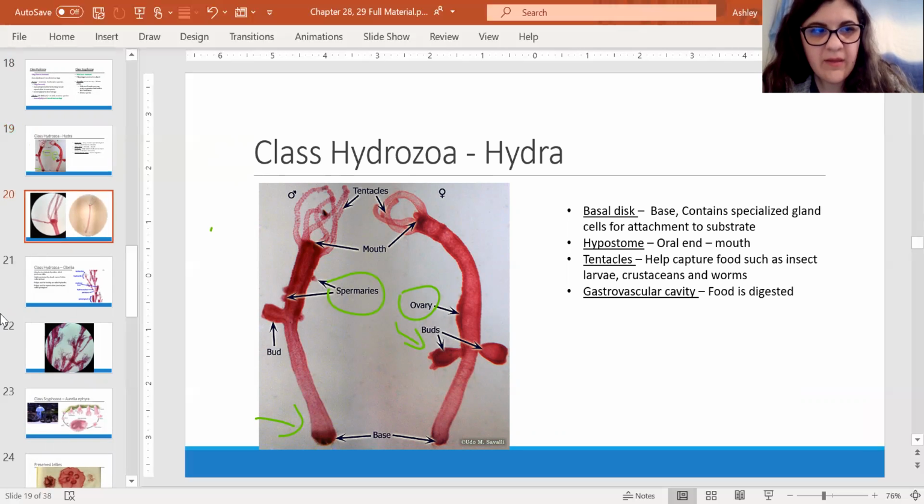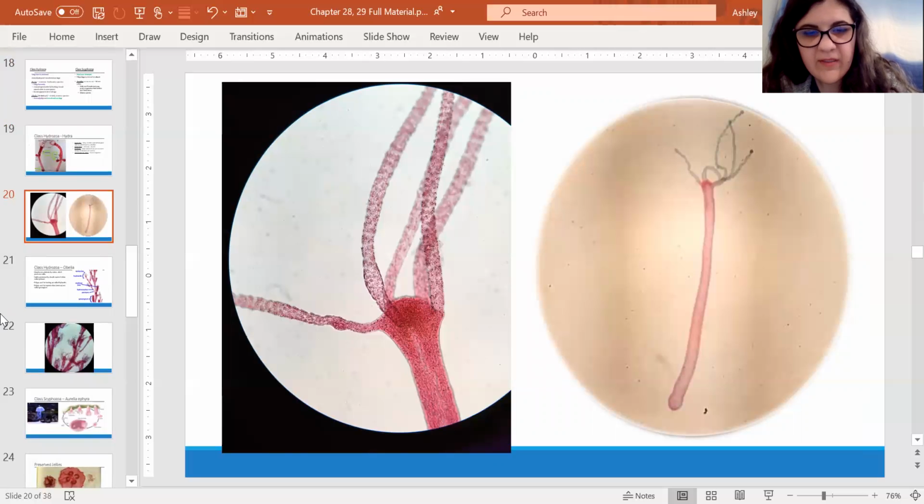Looking at our lab, we have some closer images of those here. This one is not budding, and you don't see the reproductive gametes, so that's probably a youth Hydra.